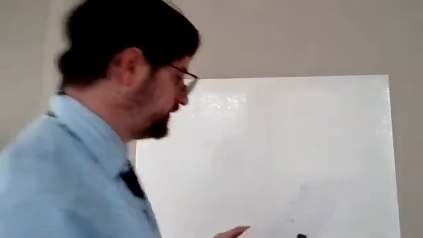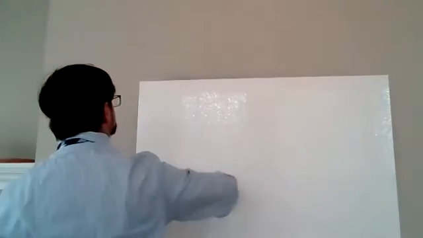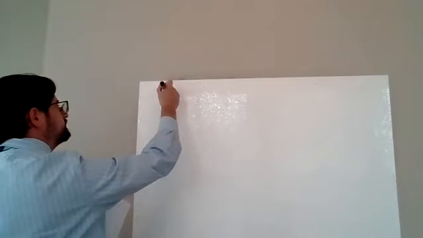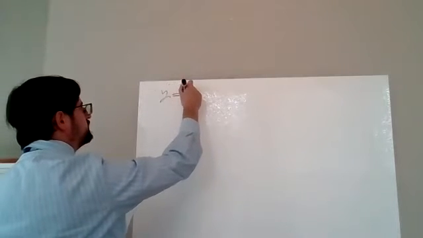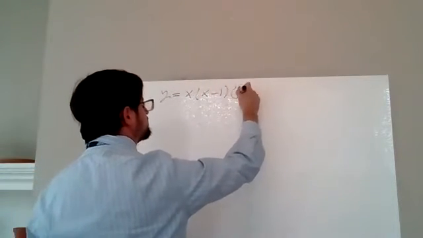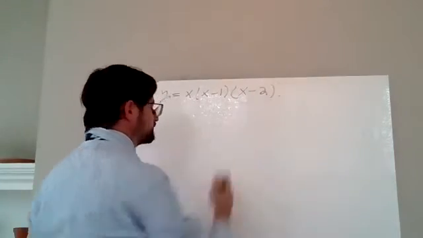Hi, I want to talk briefly about higher degree polynomials, and graphing them. So let's look at a polynomial. Let's say y equals x times (x minus 1) times (x minus 2).